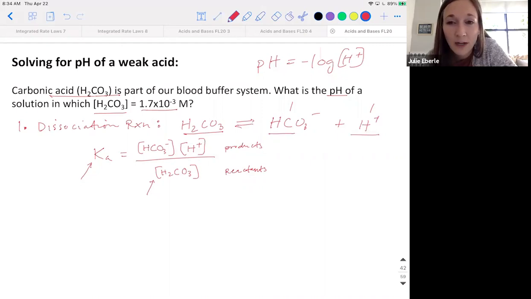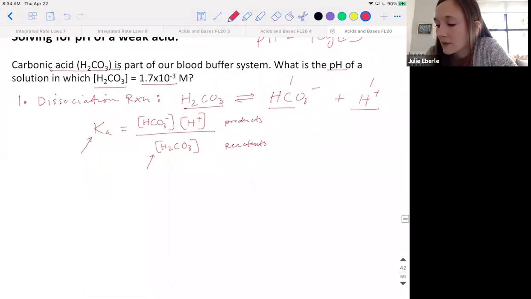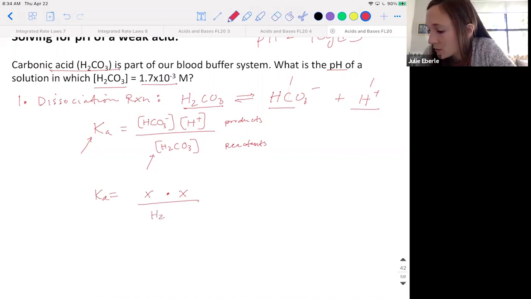Okay. So remember what I did the other day? We plugged in X for Kw when we were trying to solve the concentration of hydroxide and hydronium ions. We're going to plug in X on the top here. So what this equation becomes is Ka equals X times X, because whatever the concentrations are, they're going to be the same. So we're just going to plug in a variable of X for both of those things. This is Ka over the concentration of H2CO3, which we know, and we'll plug in the numbers.